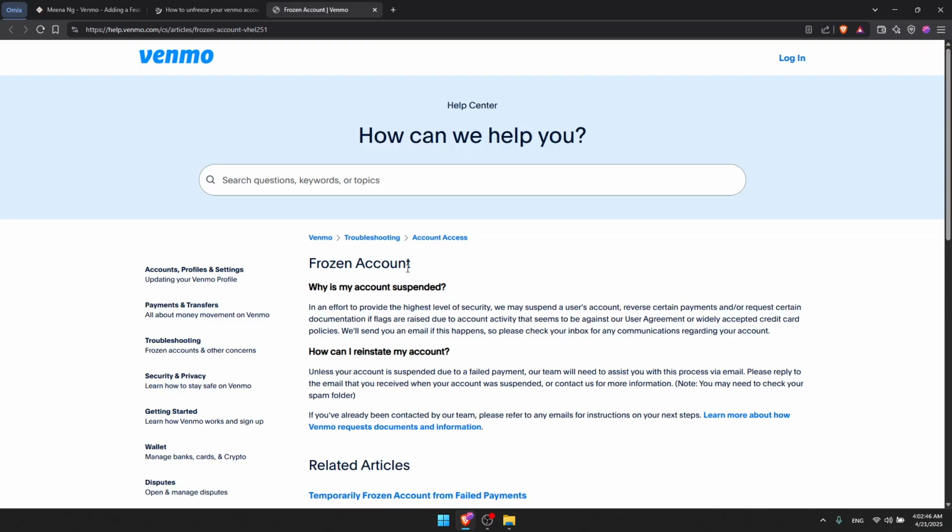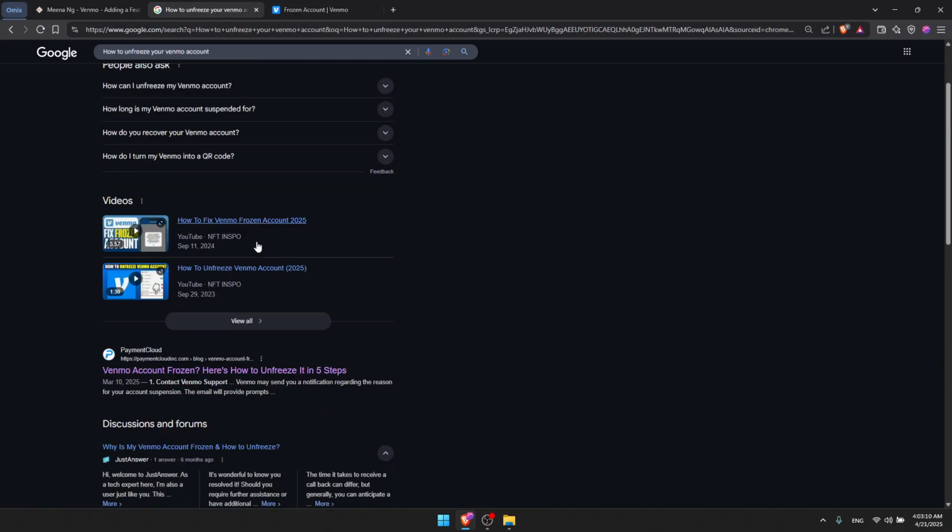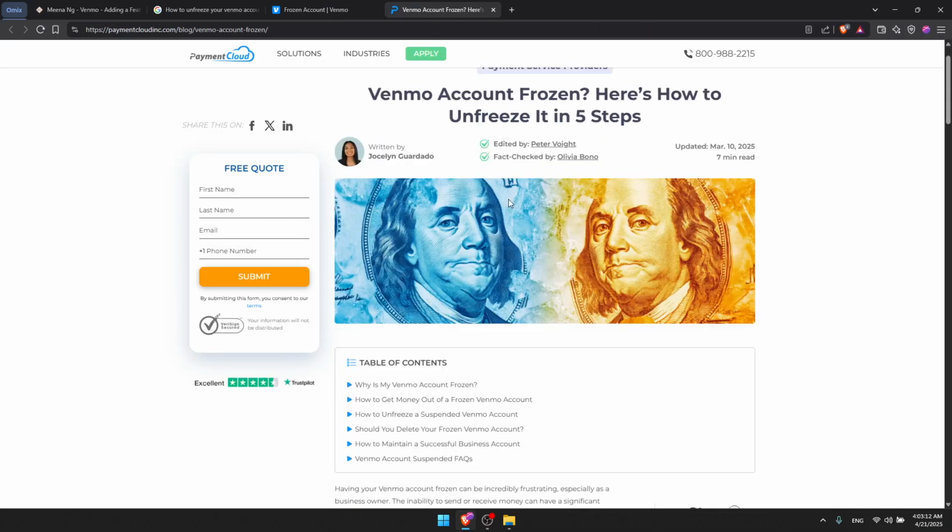So as you can see, Venmo frozen accounts. First of all, why is my account suspended, and how can I reinstate it? Of course, if your account is suspended or frozen, it's probably because you violated some of their user agreements. I can see there is an article here that I've already read before.